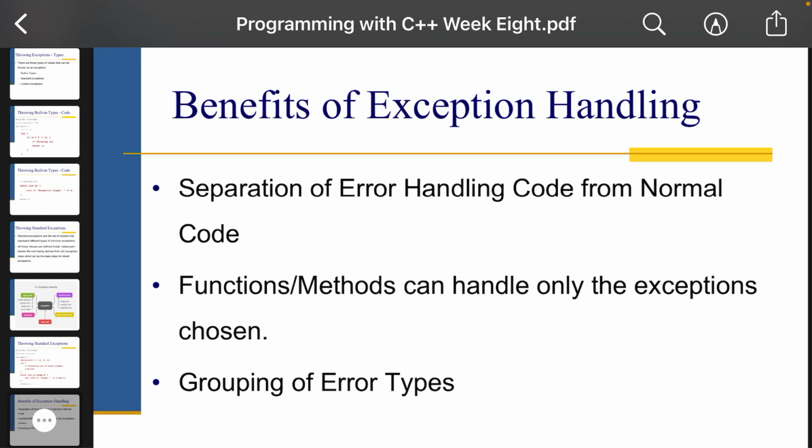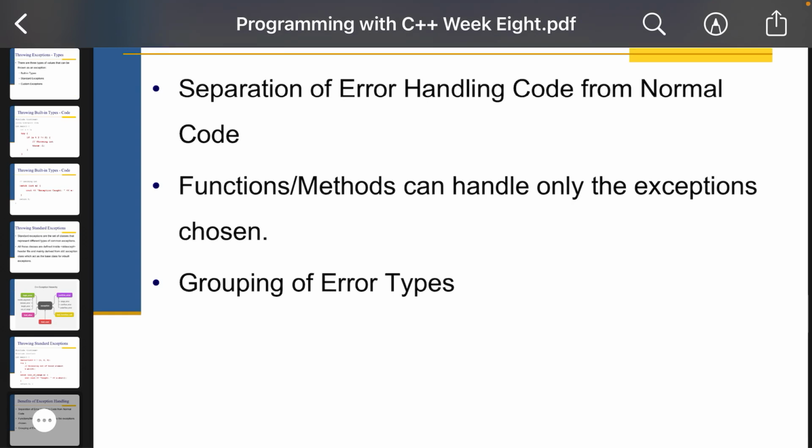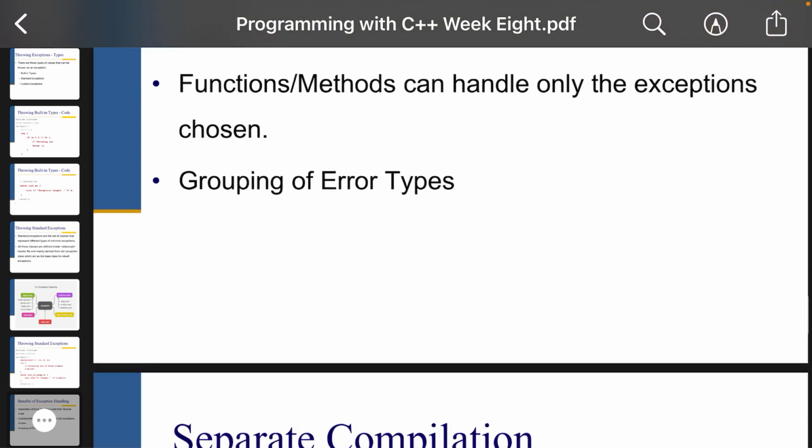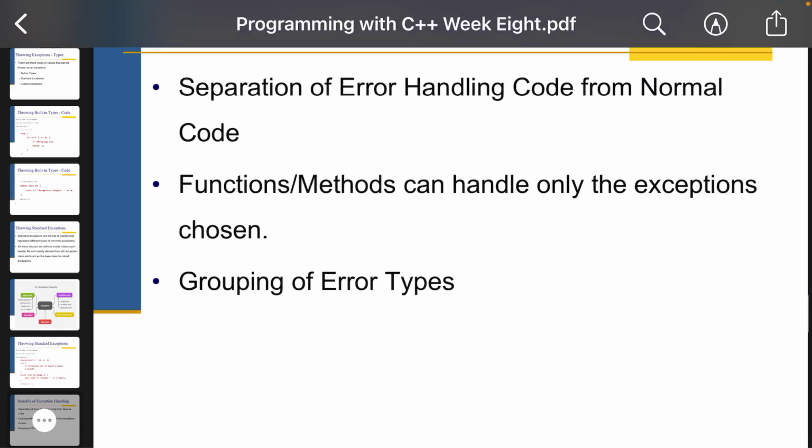Separation of error handling code from normal code. This is the first benefit of exception handling. Separation of error handling code from normal code. Functions or methods can handle only the exceptions chosen. And grouping of error types. This is the benefit of exception handling.